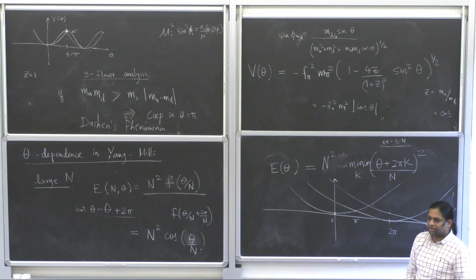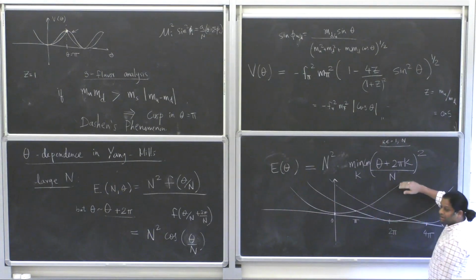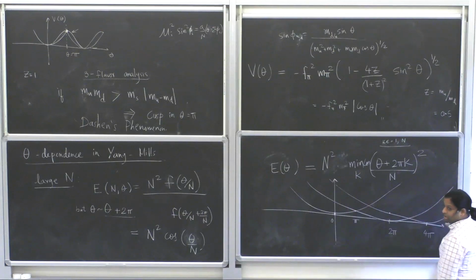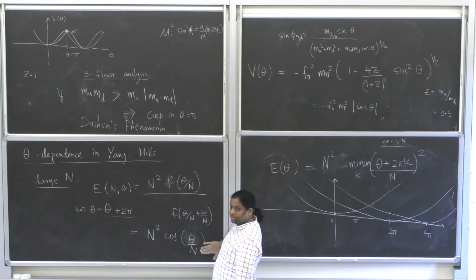Does that answer your question? Sorry, this is not super clear. The idea is that in the large N limit, the number of vacua goes to infinity, and so the function doesn't even have to be periodic anymore. But at finite but large N, it's periodic with a periodicity 2 pi N.